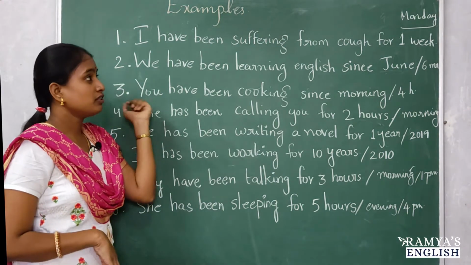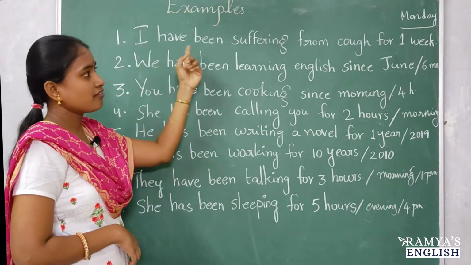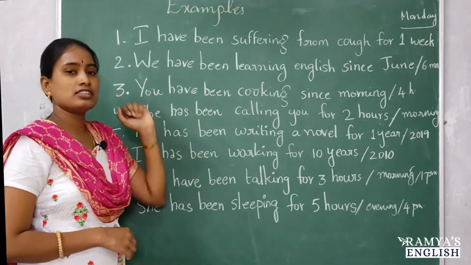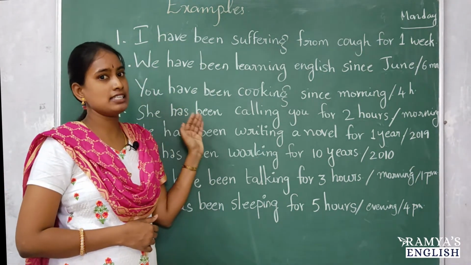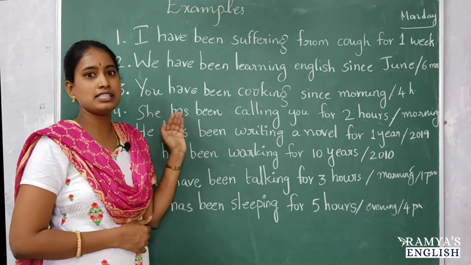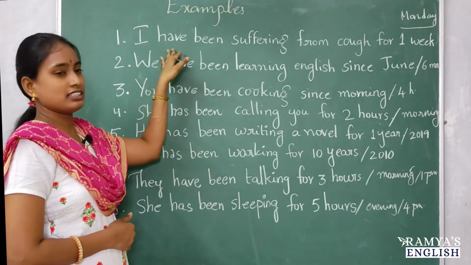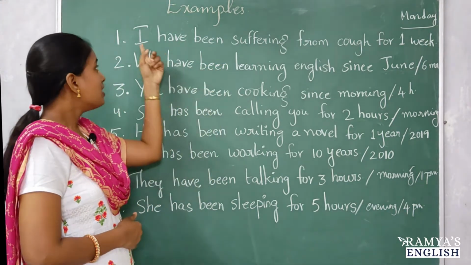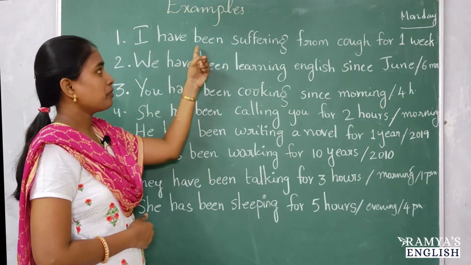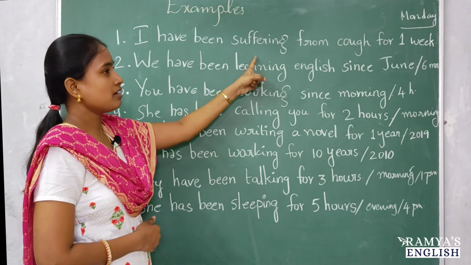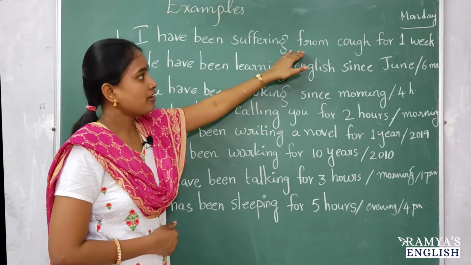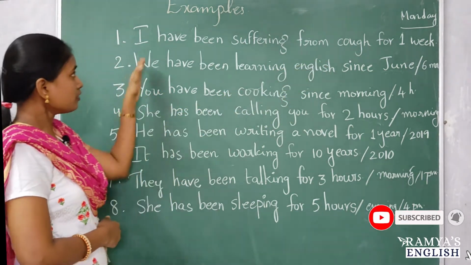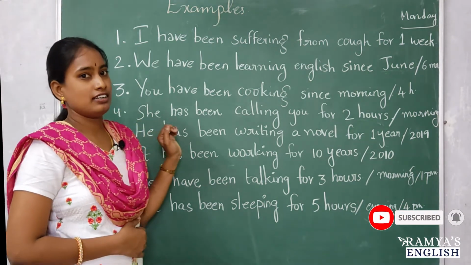The first example we have with us is: I have been suffering from cough for 1 week. So what is the structure? Subject plus have or has been plus V1 plus ing plus object. So we have to check whether this sentence is following the structure or not. I is a subject, have is a helping verb, been is a helping verb, suffering is V1 plus ing, from cough is object, for 1 week is indication. So it is following the structure, right?